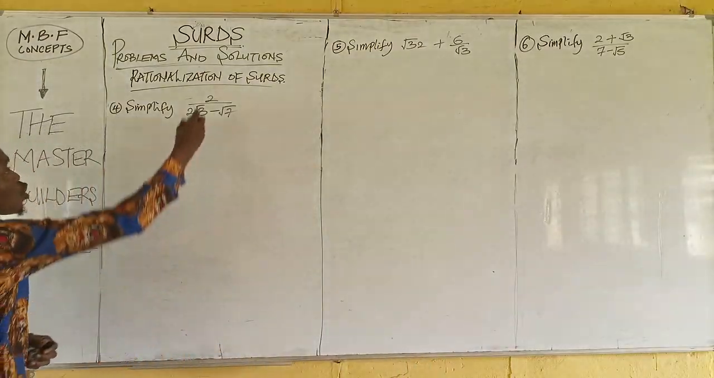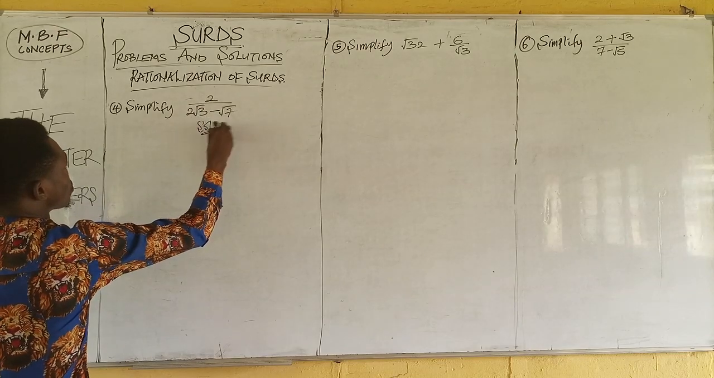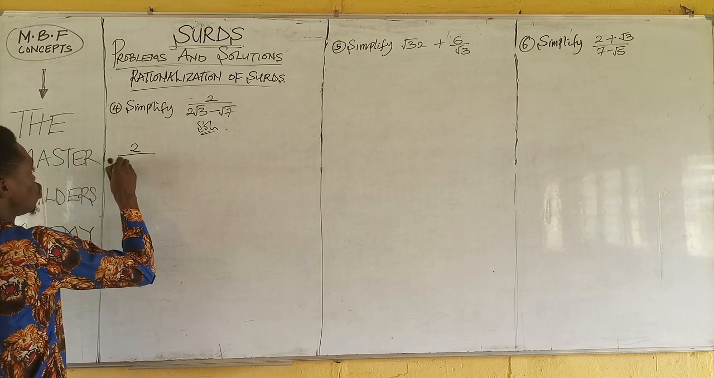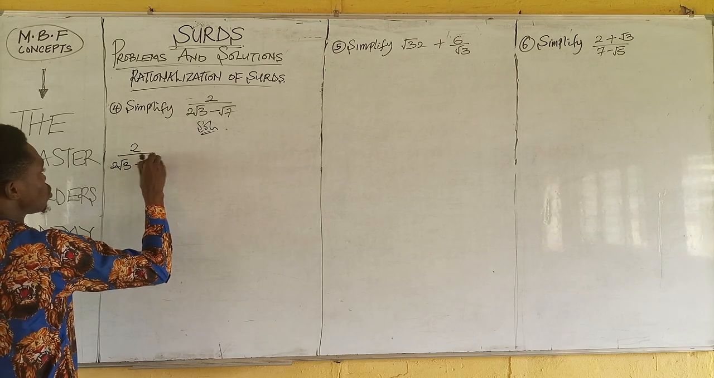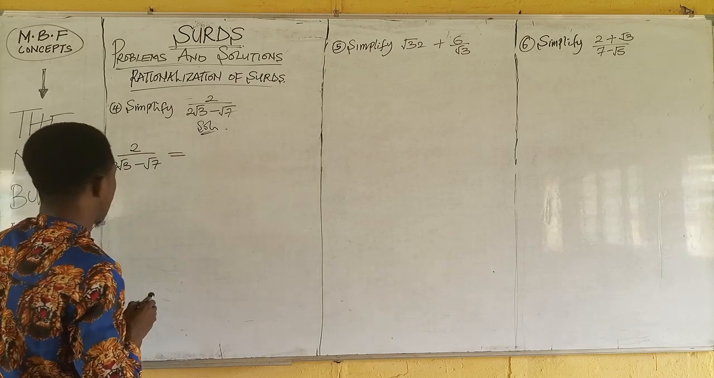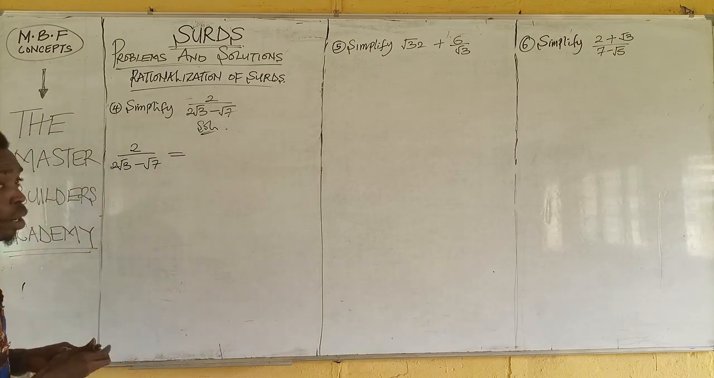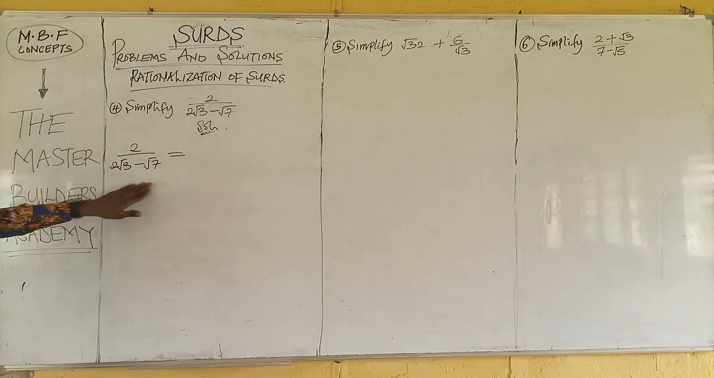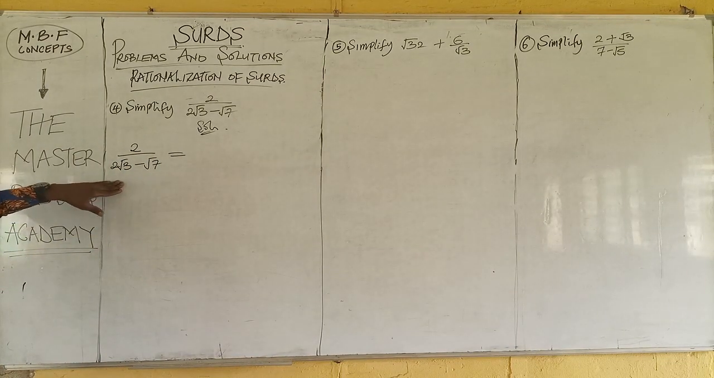Now, we are asked to simplify 2 over 2 root 3 minus root 7. Guys, without wasting much time, we already know that at the denominator we have a square root. This is not different from question number 3 that we just solved. So all we simply do here is to rationalize.